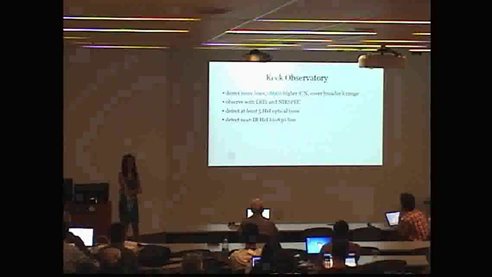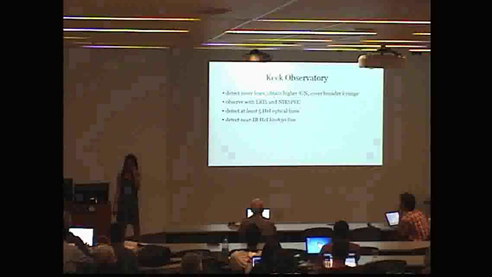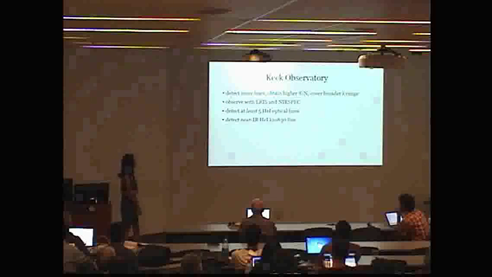And so at Keck Observatory, our goal is to detect more lines, obtain higher signal to noise, and cover a wider or broader wavelength range. So we've been using LRES and NearSpec to observe our BCDs. And we require that we detect at least 5 optical helium lines as well as the infrared helium 10830 line.